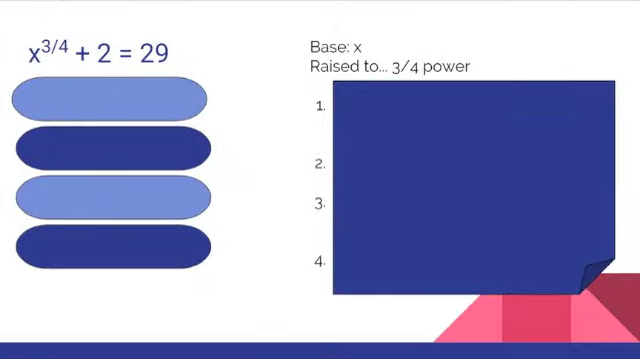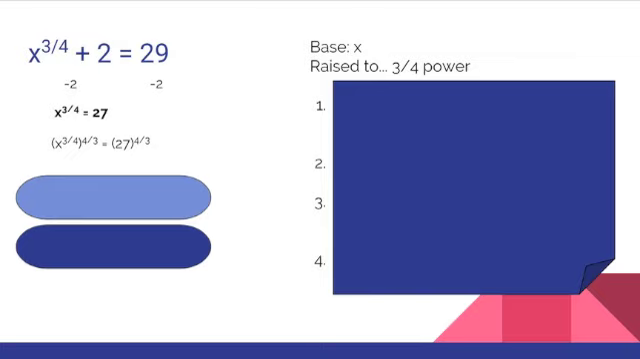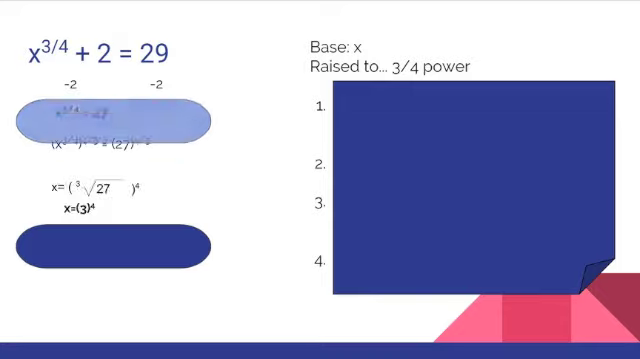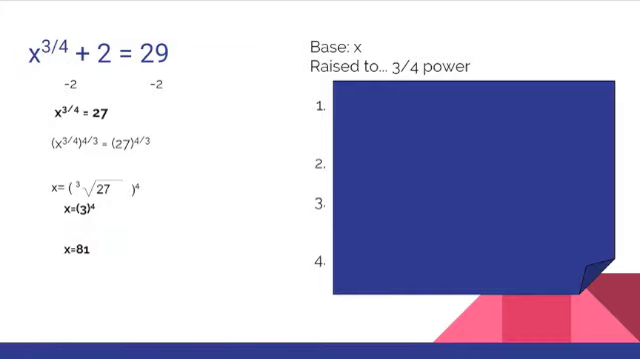So let's try another example. x to the 3/4 plus 2 equals 29. The base is x, and it's being raised to the 3/4 power. Now what you're going to do is isolate the base to a power. So we're going to do that by subtracting 2 from each side, and we have x to the 3/4 equals 27. Next, you need to raise each side to the reciprocal power, so you'll raise each side to the 4 over 3 power to get the base to a power of 1. And in doing so, you get x equals the cube root of 27 to the 4th power. So x equals 3 to the 4th power, and finally, x equals 81.